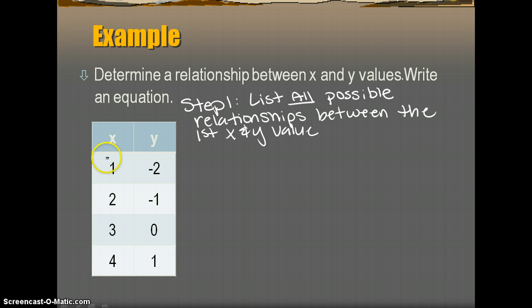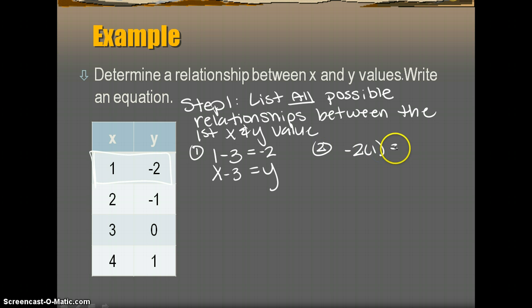So our first x and y value is 1, negative 2. By looking at it, we can tell that 1 minus 3 is equal to negative 2, where 1 is our x, so x minus 3 is equal to y. That would be the first relationship. The second possibility is that negative 2 times 1 is equal to negative 2 as well. So that would be that negative 2 times x is equal to y, and that would be our second possible relation.